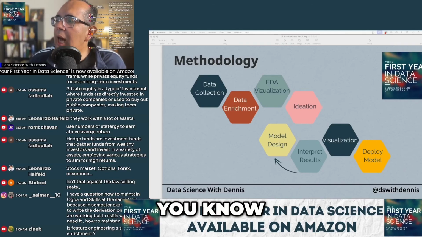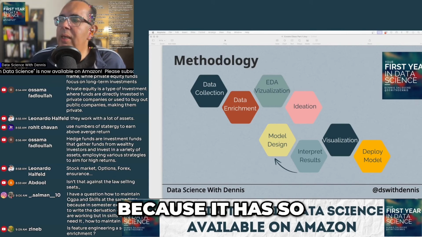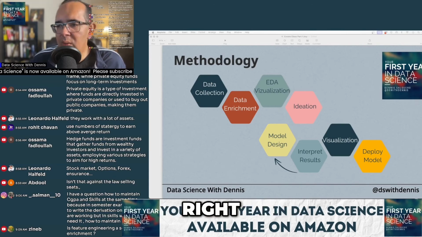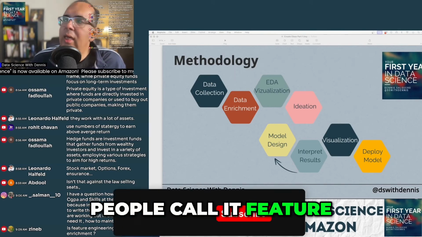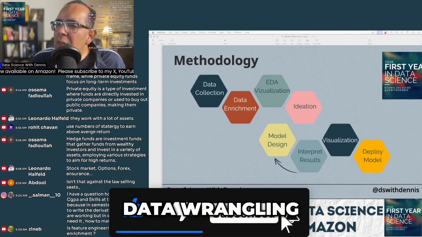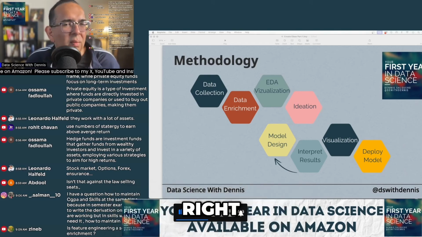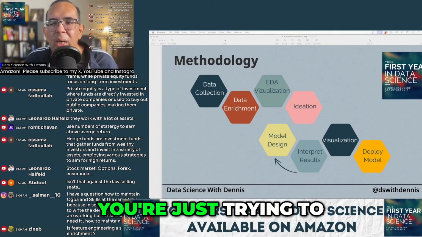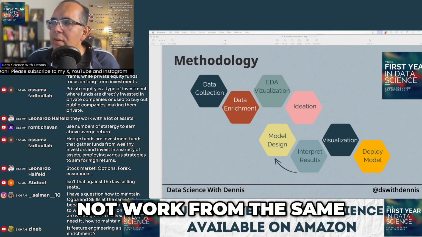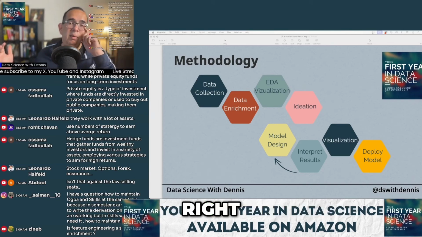You know, I name it data enrichment because it has so many names, right? People call it feature engineering, data wrangling, data transforms, but it's all the same thing, right? You're just trying to not work from the same data set that your client gives you, right?